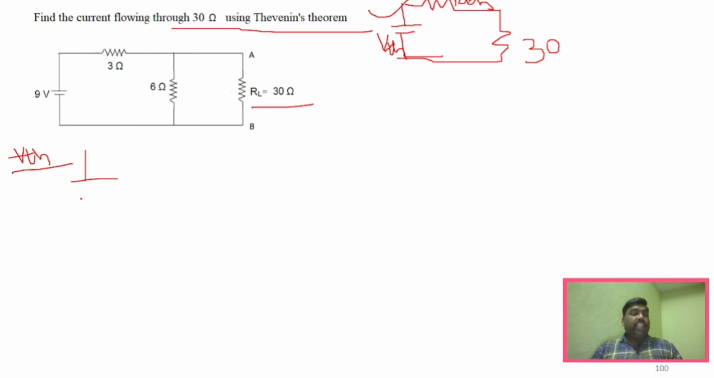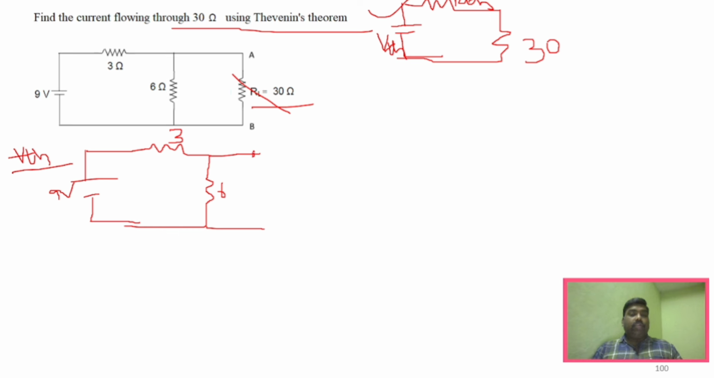So to find out VTH, I am removing the load resistance. If I remove the load resistance, what will happen? The circuit will become like this. So this will be open, since I am removing this load resistance. So this will be 9 volt, this will be 3, and this will be 6 ohm.